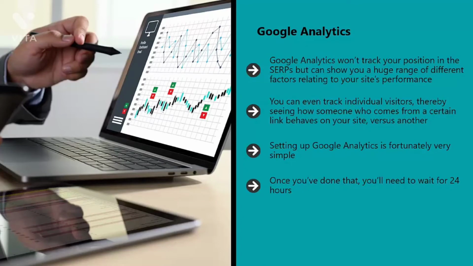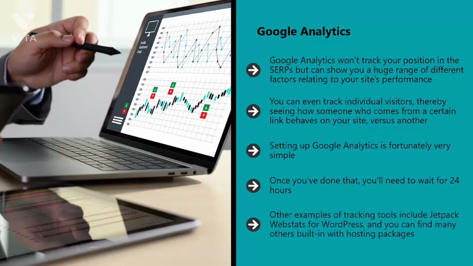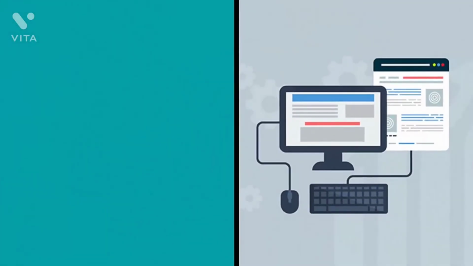You'll choose to set up a view, which will be called a lens and will include the stats you're interested in at that time. Other examples of tracking tools include Jetpack Web Stats for WordPress, and you can find many others built in with hosting packages.